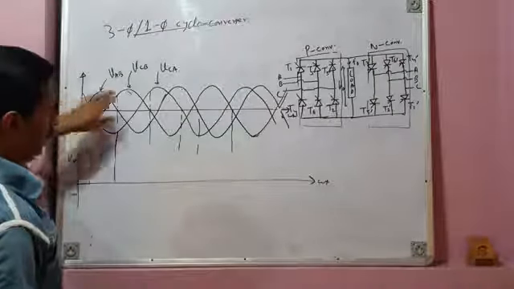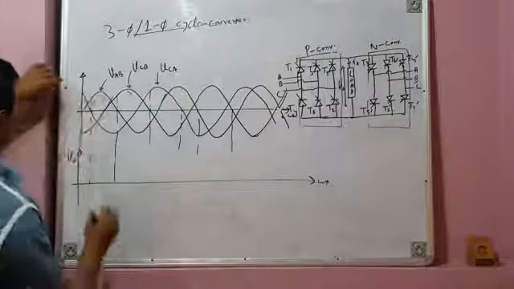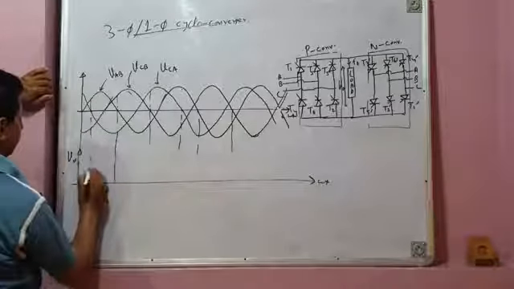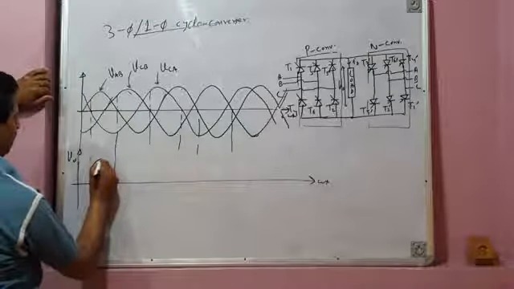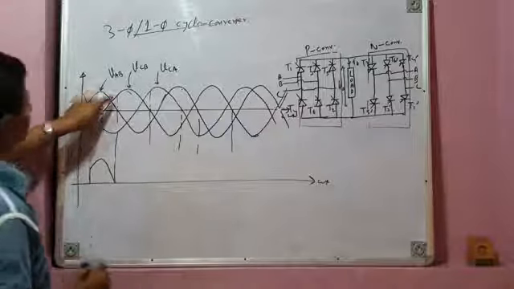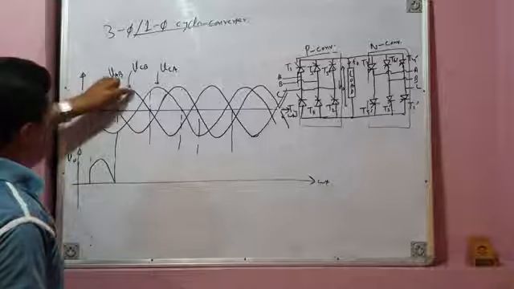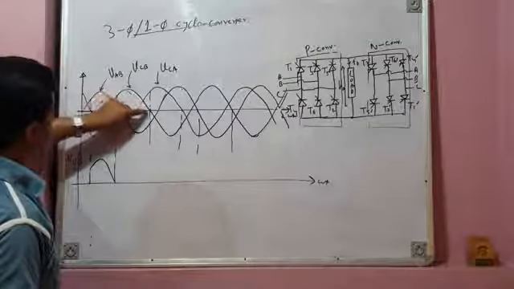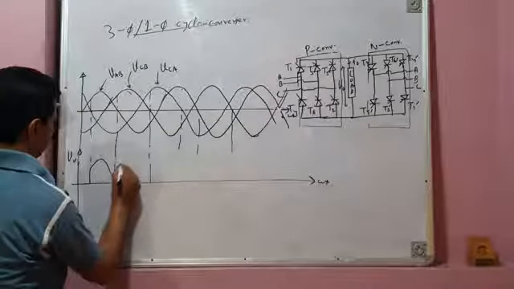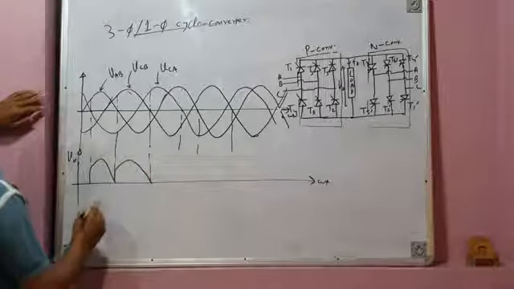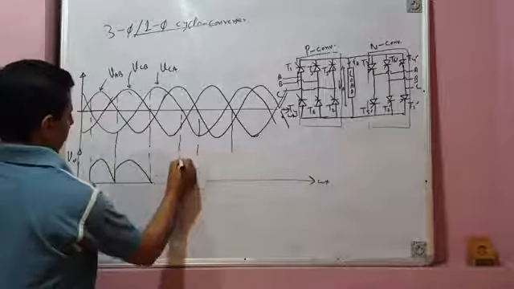Therefore, your load voltage V0 will be like this from this instant to this instant. If a pair of devices is fired here, you will get VAB voltage across the load. So VAB will be like this. Then what is the next segment of load? Next firing is made here. Here another pair of devices goes into conduction and load voltage becomes VCB. And what is VCB? VCB is like this. From this instant to this instant, load voltage varies like this. VCB. And then next firing is made here. The load voltage becomes VCA, as you can see.